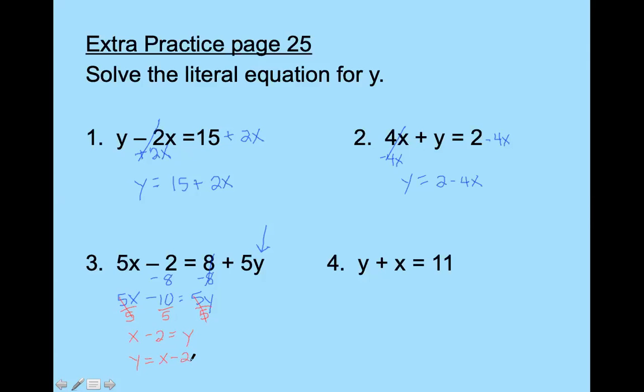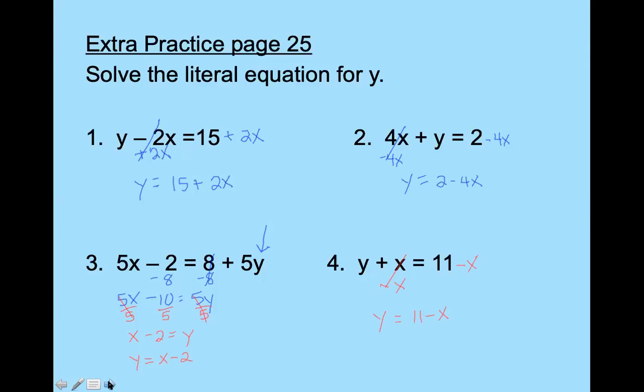All right, let's look at number 4. This time I'm trying to get y by itself. I need to move x to the other side. And I end up with y equals 11 minus x. There's no number in front of the y. That's as far as I can go. And that concludes number 4.